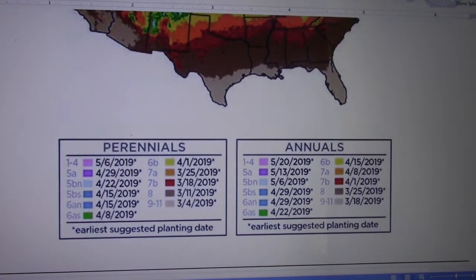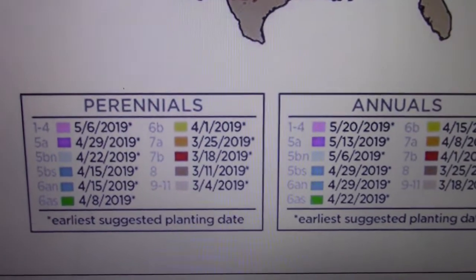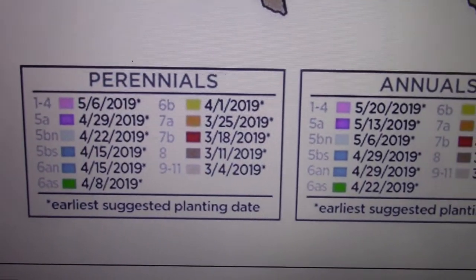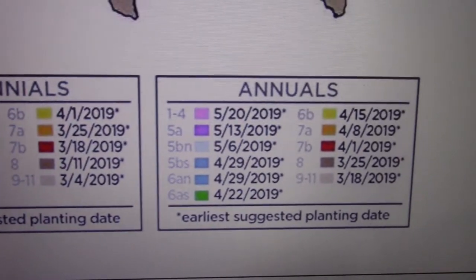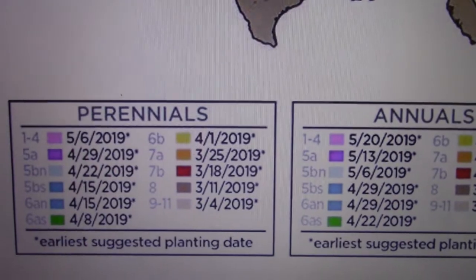Think of the hardiness zone or your gardening zone similar to a time zone. It tells you what area you're in as far as your plants and what plants work best for the temperature and climate that you live in.